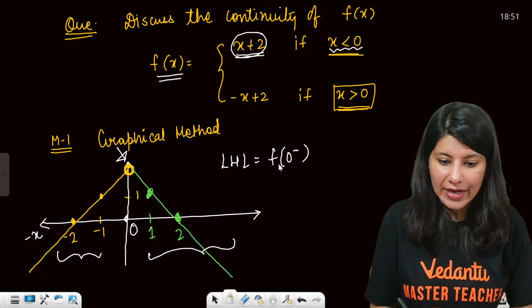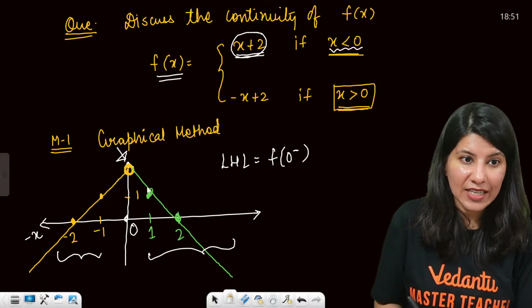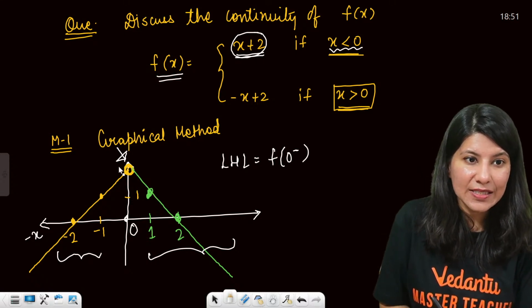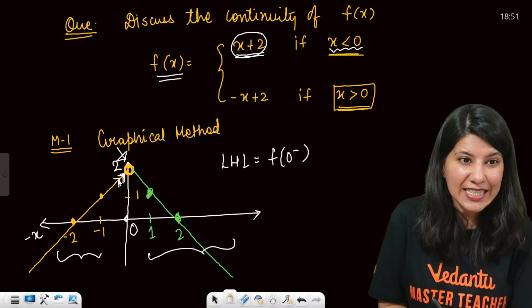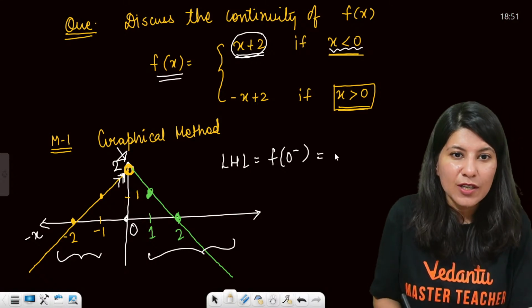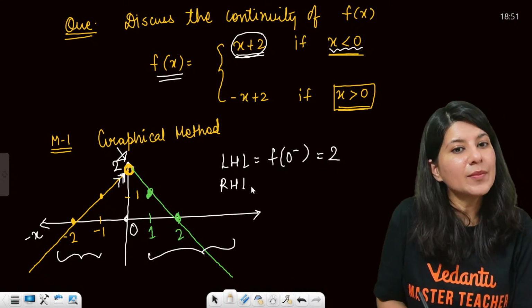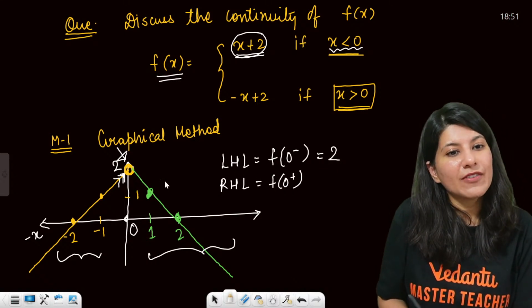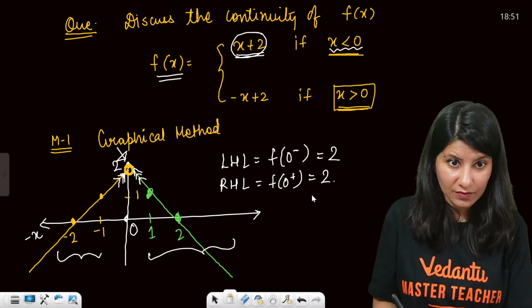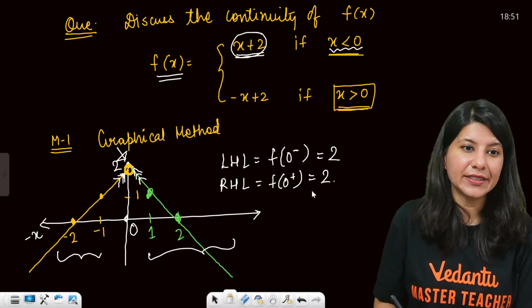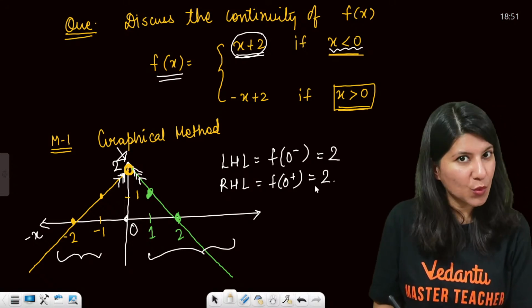Okay. Right. So what we are going to do is the left hand limit. So the left hand limit is this. This is your 2. If I approach the function from the left hand side, it is approximately 2. Right hand limit, f of 0 plus: if I approach the function from the right hand side, this is 2. Yes, left hand limit and right hand limit are both equal.